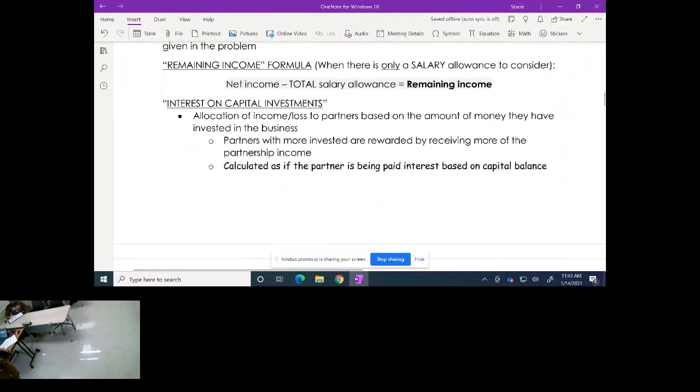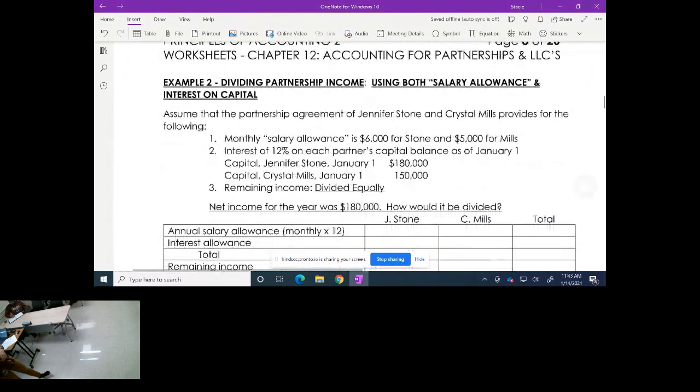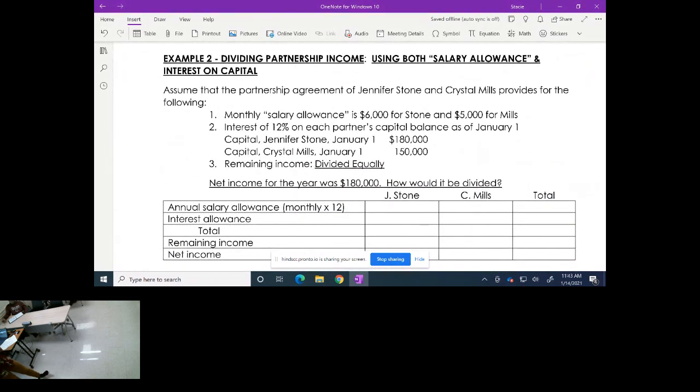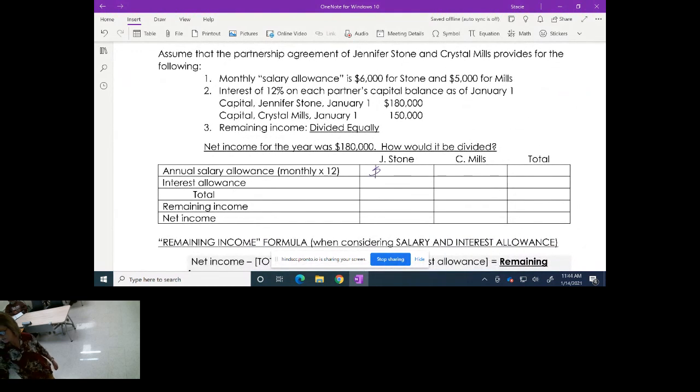All right, so we talked about the interest on capital. It makes it more fair if you've got one partner that's putting time in and another partner's putting money in. You don't want to just use one method. So this is an example where they use salary and interest allocation methods. So you've got the same information for the salary part. So you're paying Stone 6, Mills 5 per month. So we've already figured this, 72. This is from the previous problem. We already calculated this part. This line's the same.